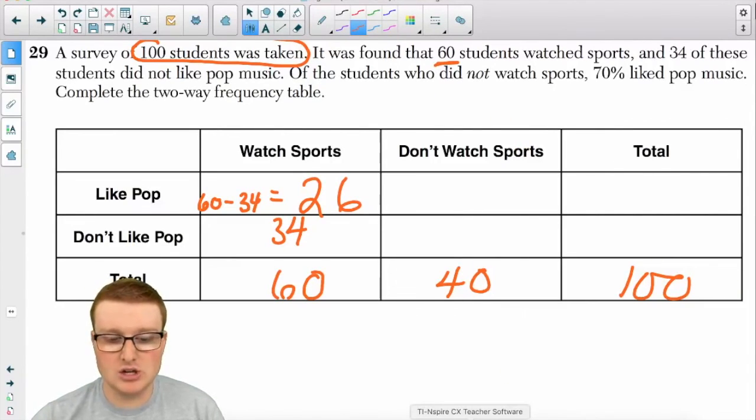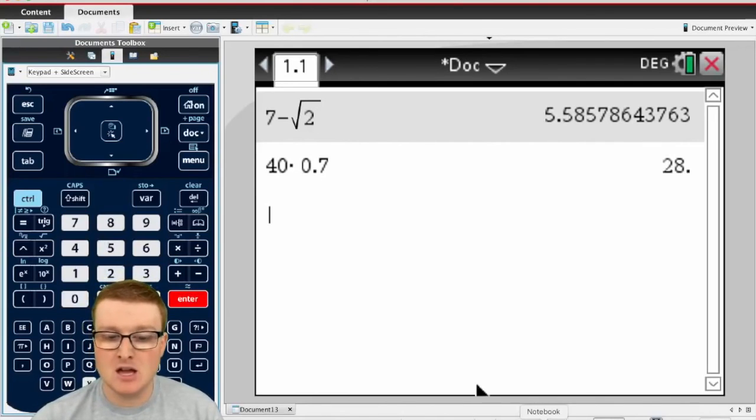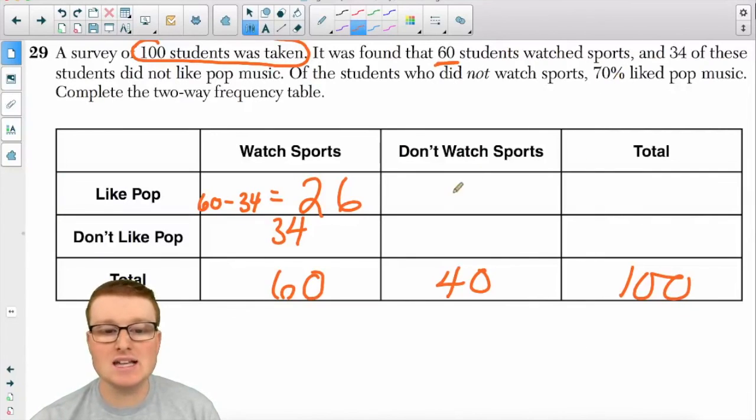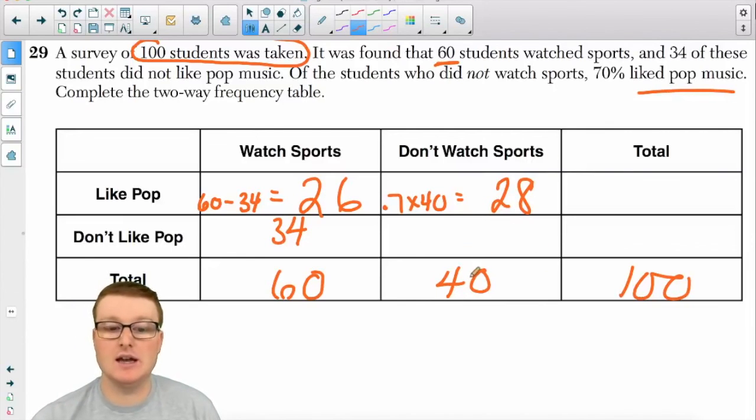So, it said that 70% of the students liked pop music. So what you're really doing is you're taking the 40 students and you're multiplying it by 70%, which is just 0.7, and you get 28 students. So that means that 28 students of the 40 liked pop music. So this was found by taking 0.7 times 40 students, and you get 28 students. Then you just find the students who don't watch sports and don't like pop music. It's 40 minus 28, you get 12 students.